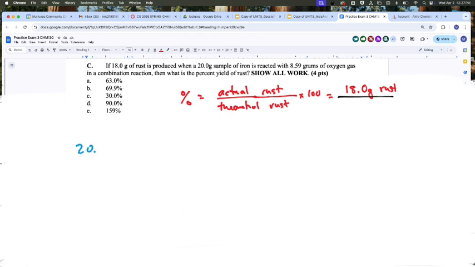So if I have 20.0 grams of my iron, I'm going to cheat and say my iron is Fe, which I think is a fair cheat. I think I'm allowed to do that. My 8.59 grams of oxygen, and I'm going to write O2 because it's diatomic. Those are the other numbers I've got. To get this theoretical yield of rust, I need to do what with those numbers?